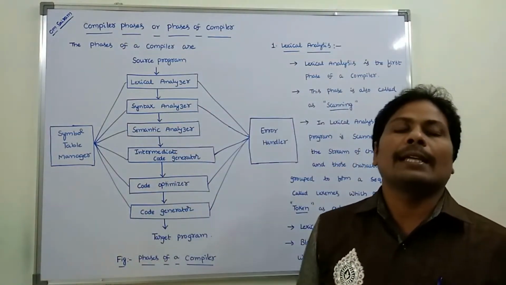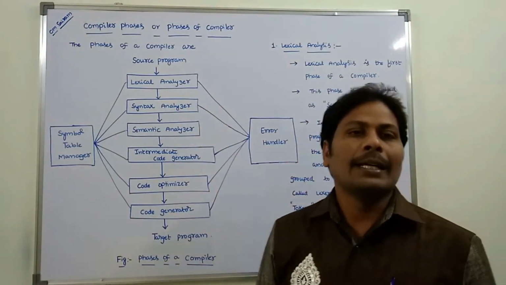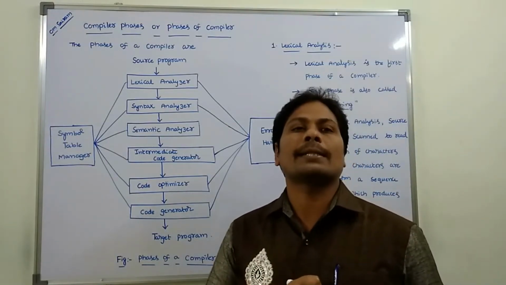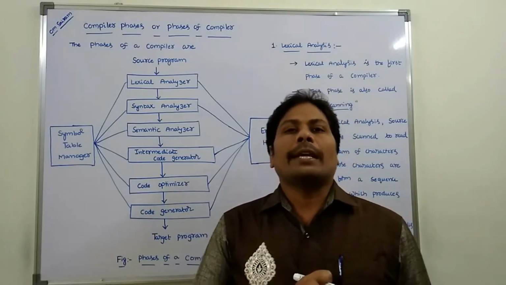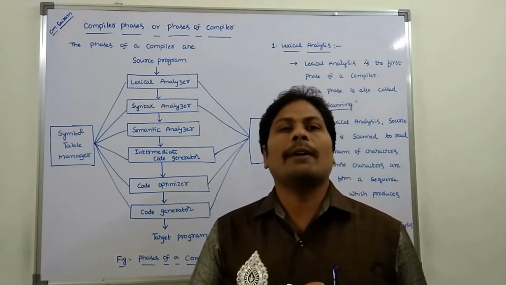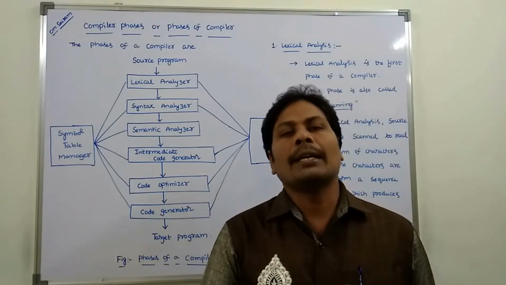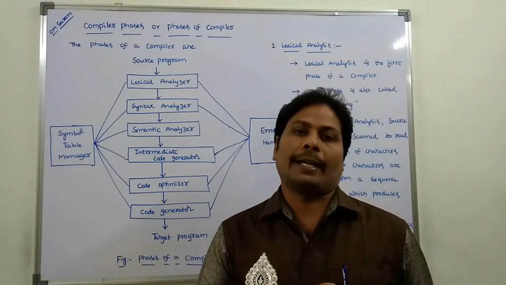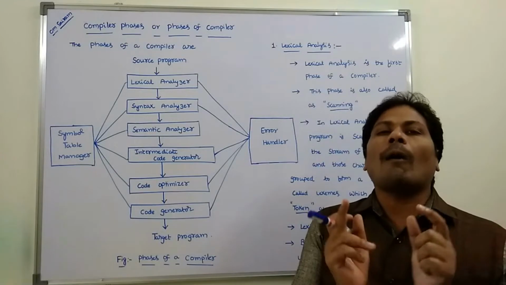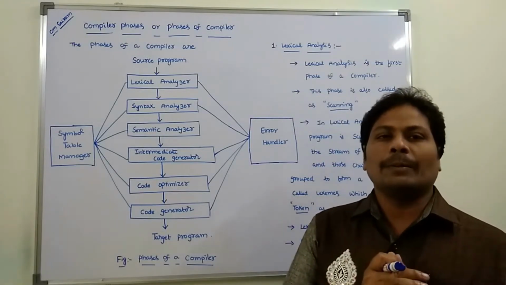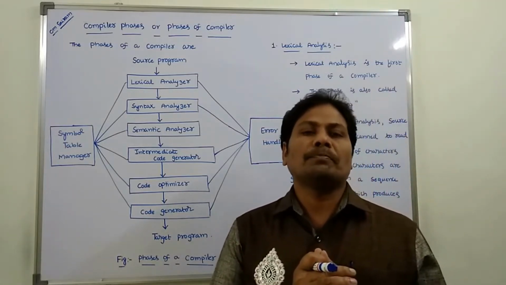First one is lexical analysis, second one is syntax analysis, third one is semantic analysis, fourth one is intermediate code generation, fifth one is code optimization, sixth one is code generator, seventh one is symbol table management, and eighth one is error handler. Okay. So here the compiler can be operated in phases. Each and every phase has a particular function.